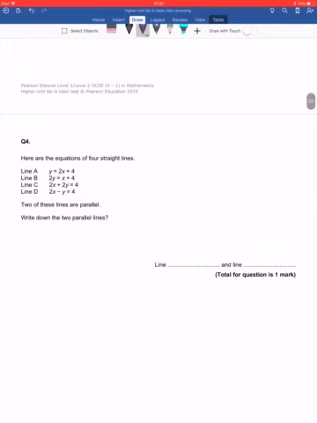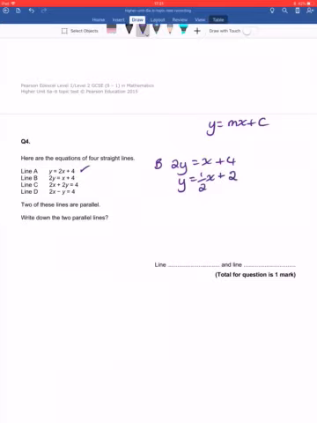Right, what you need to do with all of these is first rearrange them so that they all say y equals mx plus c, so that you can see which are parallel. This one's already done. Okay, so if I do b first, 2y equals x plus 4. I only want one y, so y is a half x, and 4 divided by 2 is 2.